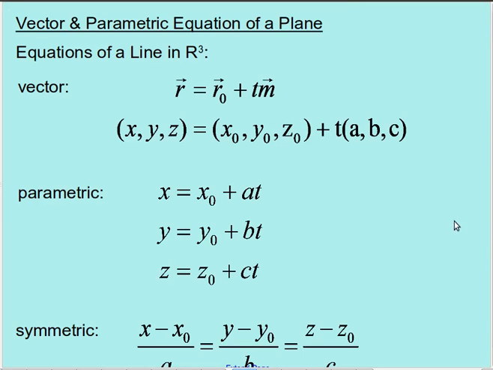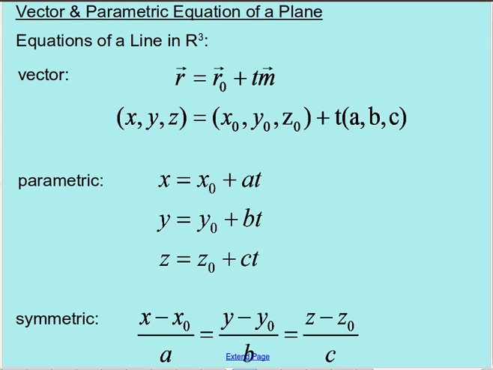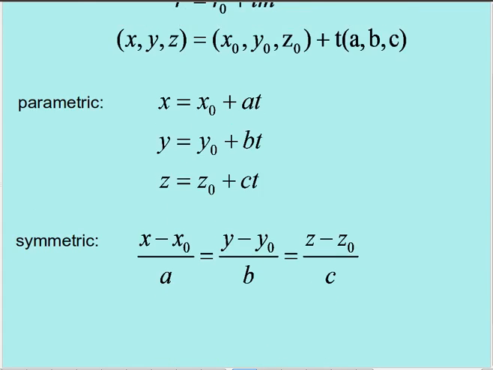For this lesson, we're going to be extending what we did in the previous lesson and looking at the vector and parametric equations of a plane. In the previous lesson, we talked about the equations of a line. In particular, we looked at three different forms of an equation of a line in R3.